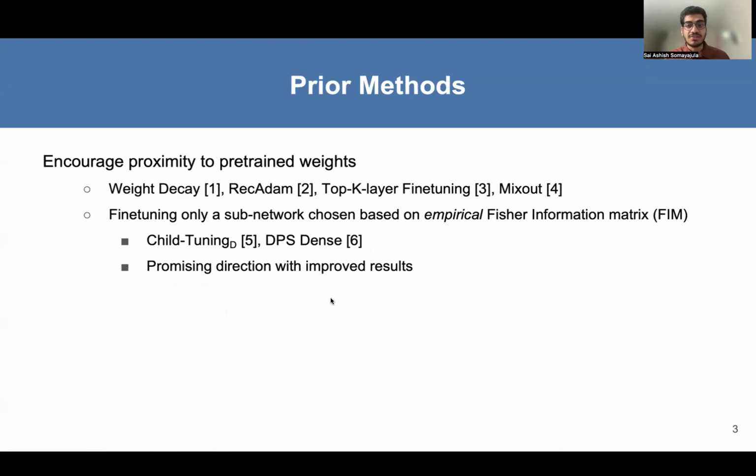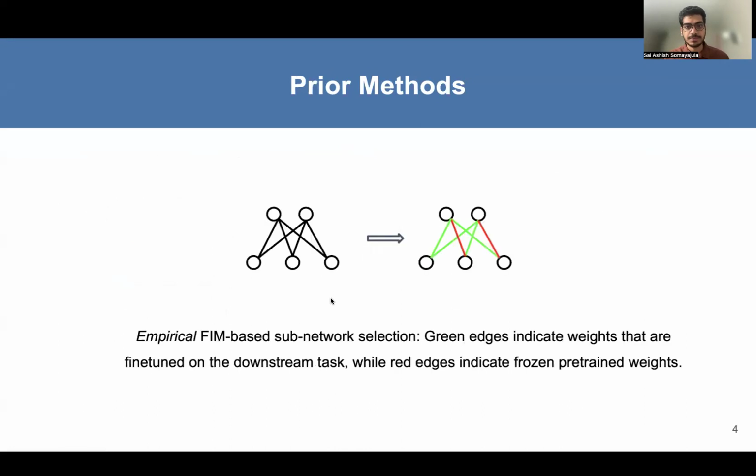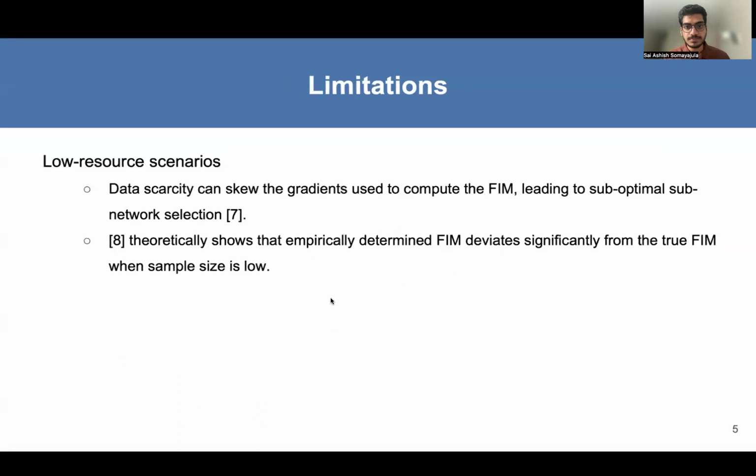Among these methods, fine-tuning a subnetwork selected based on the empirical Fisher information matrix is a promising direction, with improved results. As can be seen in this diagram, these methods choose a subnetwork indicated by the green edges based on the empirical FIM and only fine-tune these weights on the downstream task. The remaining weights denoted by the red edges are frozen pre-trained weights.